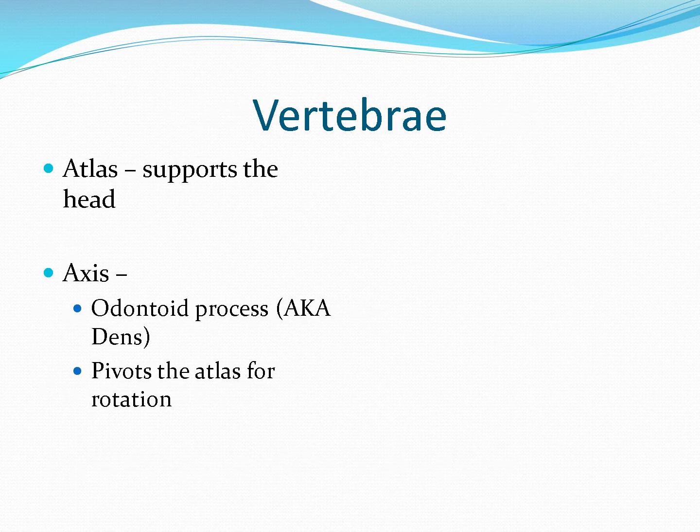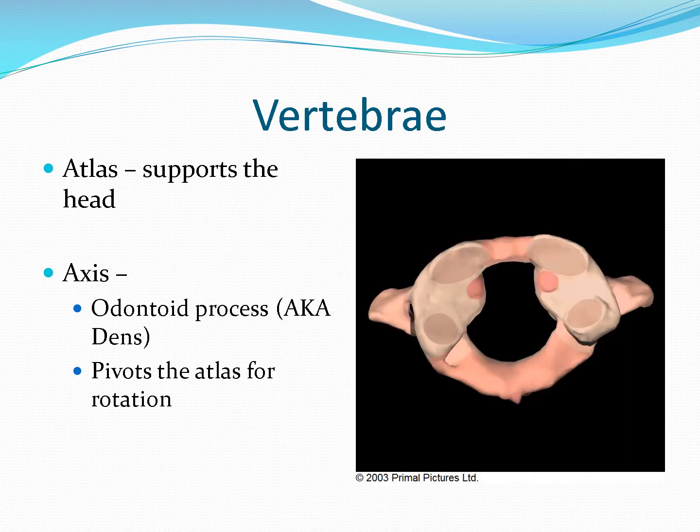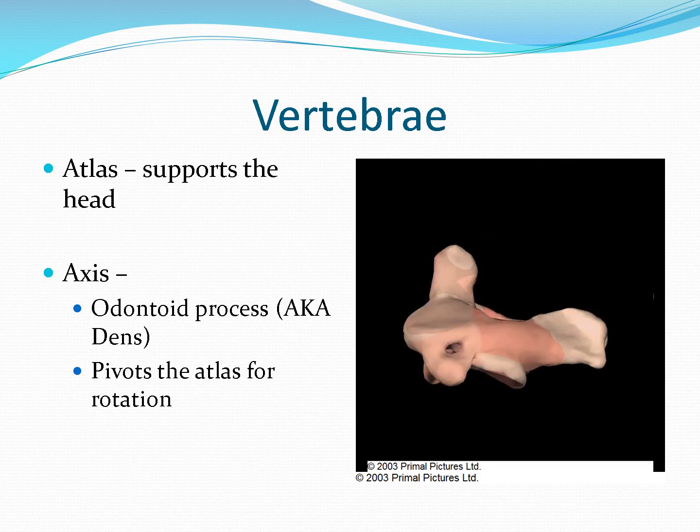A couple of important vertebrae to bring your attention to. The atlas is the number one top vertebra, supports the head, and the axis is number two. And on the axis is something called the odontoid process, or we also know it as the dens, and that's the pivot point for the atlas. So there's the atlas and the axis with the odontoid process right there.